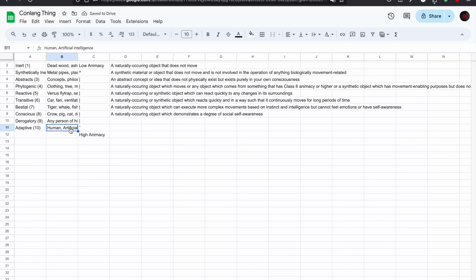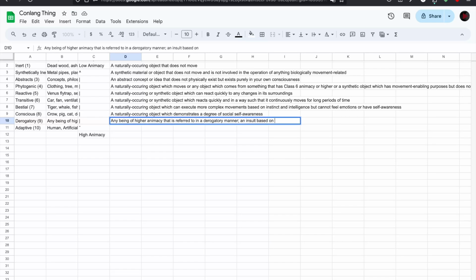I see that is referred to in a derogatory manner. Any being. Insult based on intelligence and a lack of self-awareness. Shameless bastard in English.